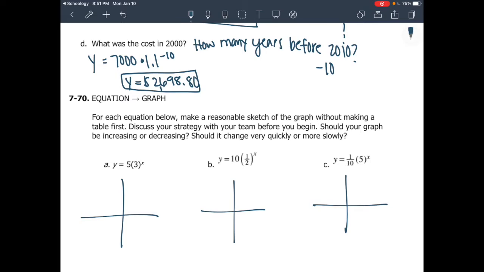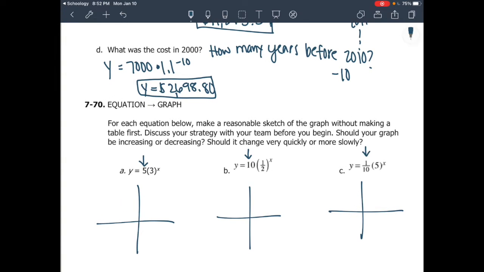We're going to talk it together. And then should your graph be increasing or decreasing? Should it change very quickly or more slowly? So one determining feature that all of these should have is the starting value on the x-axis. So these numbers should somehow be represented somewhere on there. So I'll say 5's about here, 10's about here, and 1/10's about here. So, not perfect, but yeah, they're close enough.